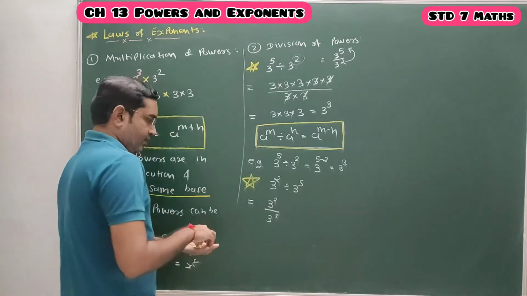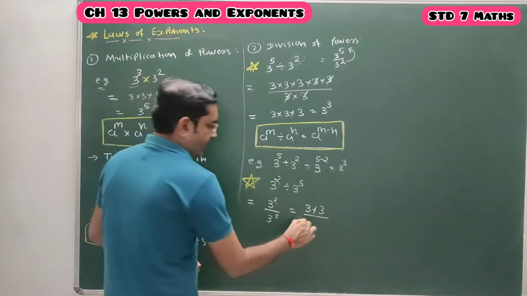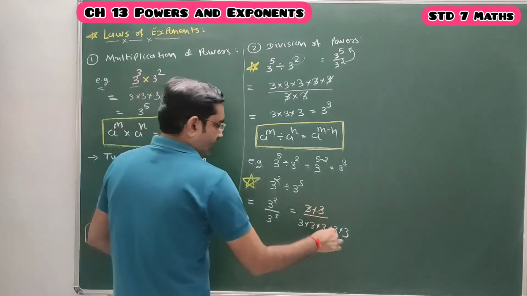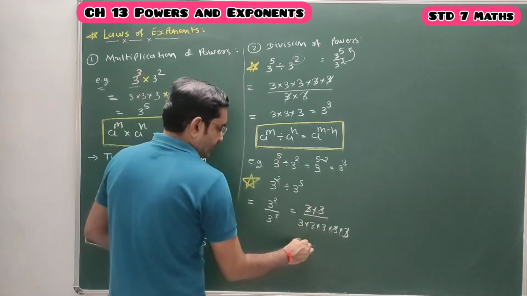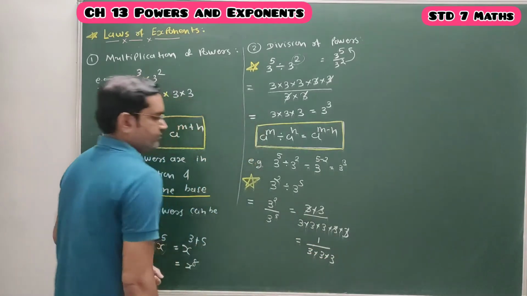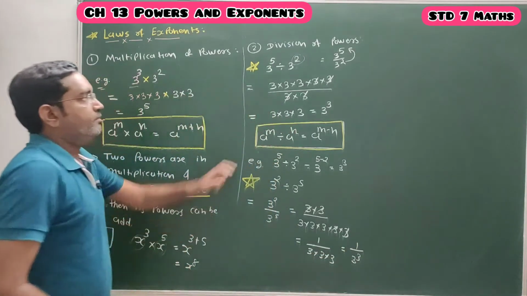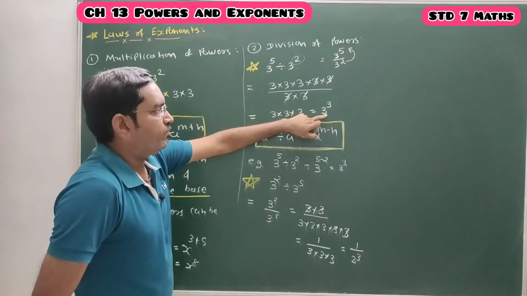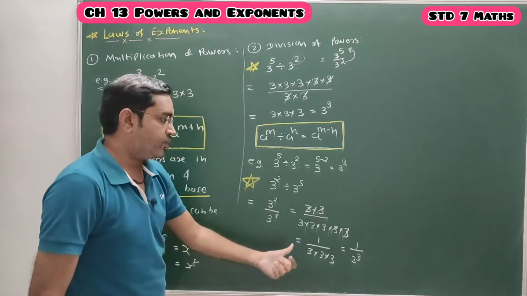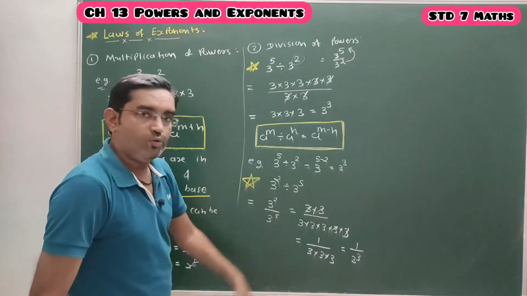Why? Let's expand and simplify it. 3 square is nothing but 3 into 3, and 3 raised to 5 is nothing but 3 into 3 into 3 into 3 into 3, 5 times. Now perform cutting, 2 threes are there. So in the numerator, what will be left? Nothing, it is cut, so 1. And in the denominator 3 into 3 into 3, therefore this is nothing but 1 upon 3 cube. Here the power of the denominator is greater than the power of the numerator, so we are getting 1 upon 3 cube. So subtraction of power is performed in the denominator.